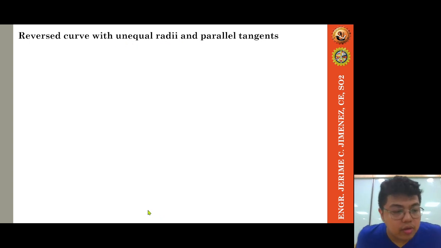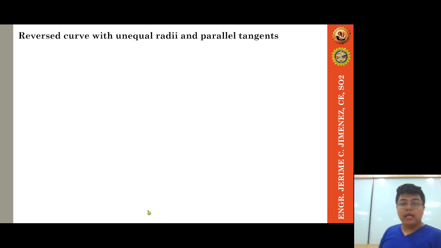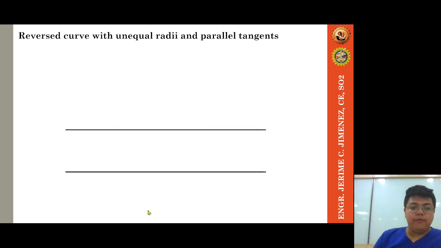Okay? In type 2, this is the portion where the radii are unequal, but the tangents are parallel. Okay? Same as type 1, we now draw the first two tangents, the back tangent and the forward tangent, parallel. Okay? And we connect them with a common tangent. The common tangent and the back tangent have an intersection, which we call V sub 1. The common tangent and the forward tangent also have an intersection, and that intersection is what we call V sub 2.